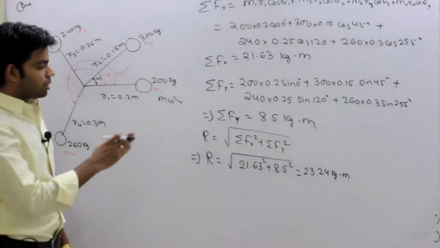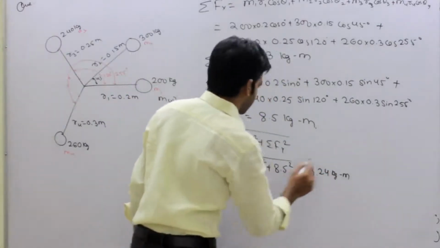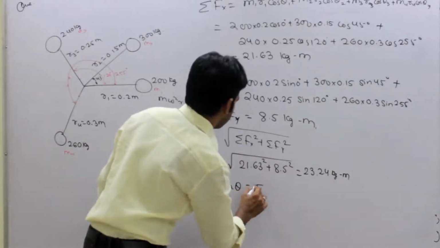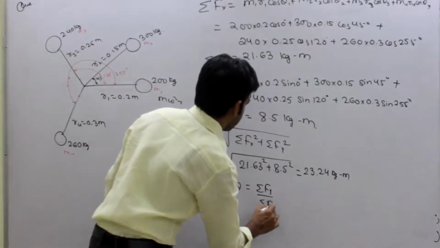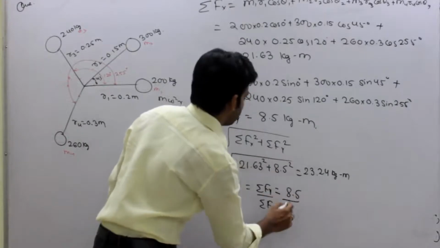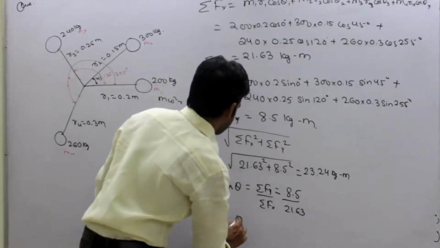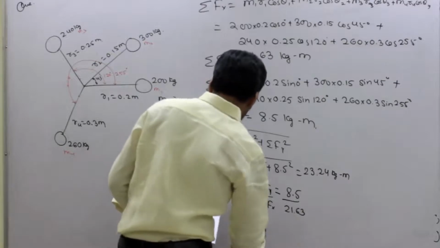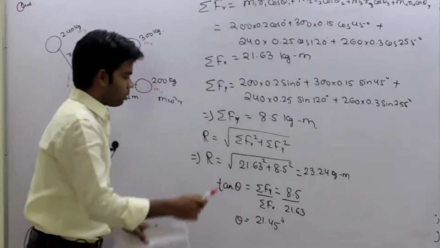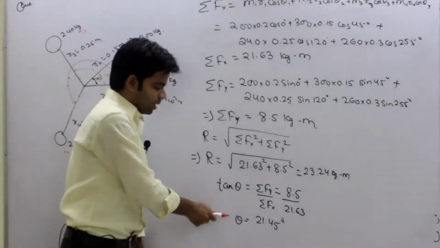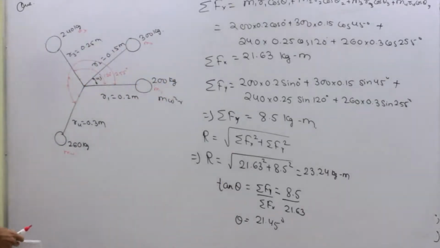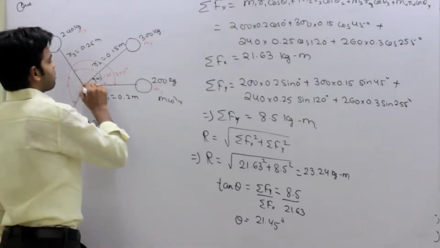Now what will be the angle for this? So we can determine the angle. Tan theta will be equal to summation of Fy upon summation of Fx. So this will be equal to 8.5 divided by 21.63. From here theta will be equal to 21.45 degree. So this is the magnitude of unbalanced mass and this is the angle of unbalanced mass, 21.45 degree. So we are getting this unbalanced mass somewhere here.